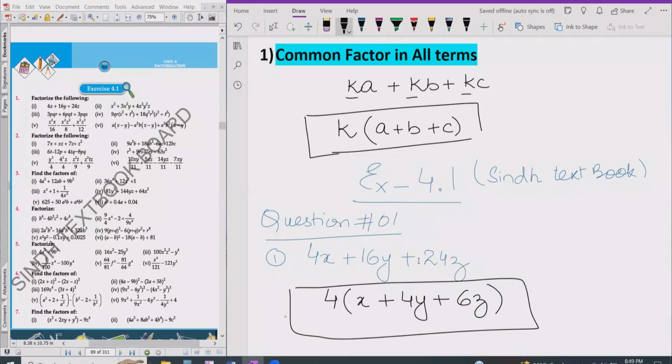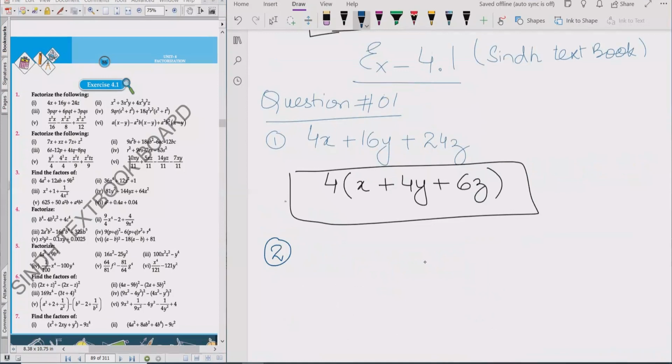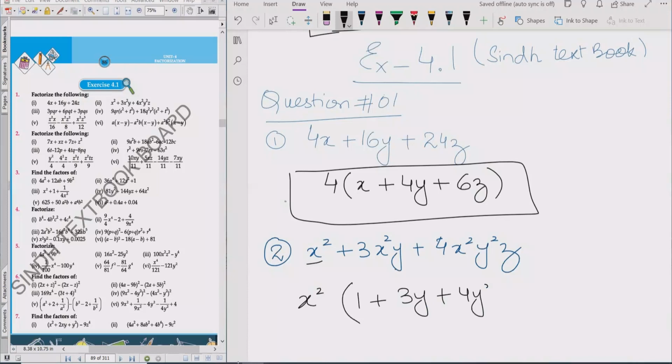Now question number 2. Question number 2 is x squared plus 3x squared y plus 4x squared y squared z. Now the common factor here is x squared. And y is coming in two terms, but we cannot take it common because it is not coming in the first term. So x squared is common in all terms, so we take x squared common: x squared times 1 plus 3y plus 4y squared z. So this is the answer of this question.